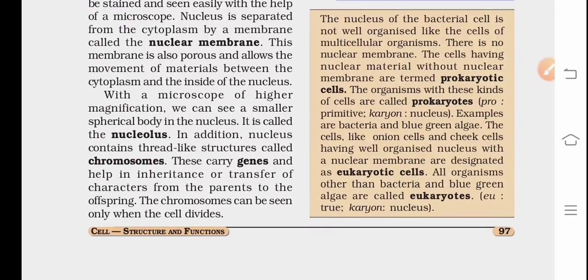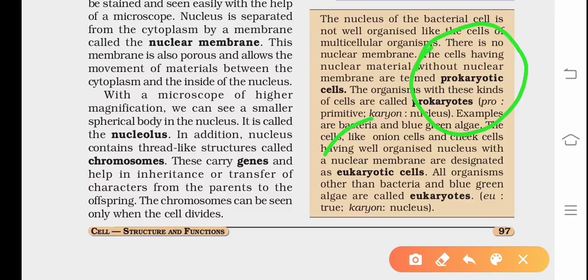Now, here are the terms like prokaryotes and eukaryotes. Now, the prokaryotic cells are the ones which don't have a well developed nucleus and cell organelles are also not present. For example, bacteria and blue green algae. Whereas in eukaryotic cells or eukaryotic organisms, the nucleus is well developed. The examples can be the higher organisms, human beings, etc.